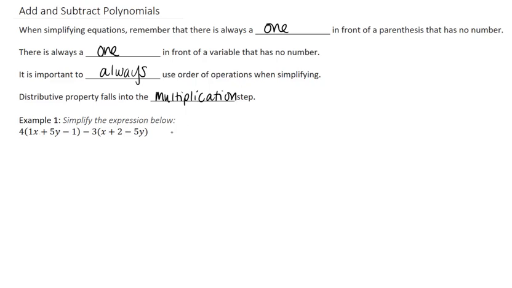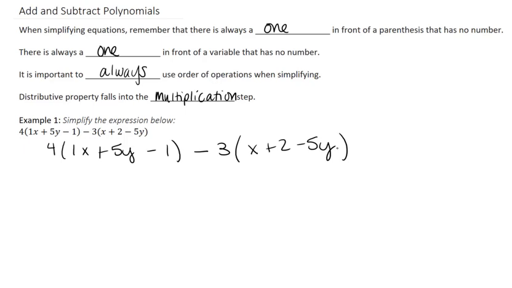And we're going to go ahead and rewrite it. So we have 4 times, and inside the parentheses, 1x plus 5y minus 1. And then we have this minus 3x plus 2 minus 5y. Now, for distributive property, we take the number outside the parentheses, and we need to multiply it by each of the 3 terms.